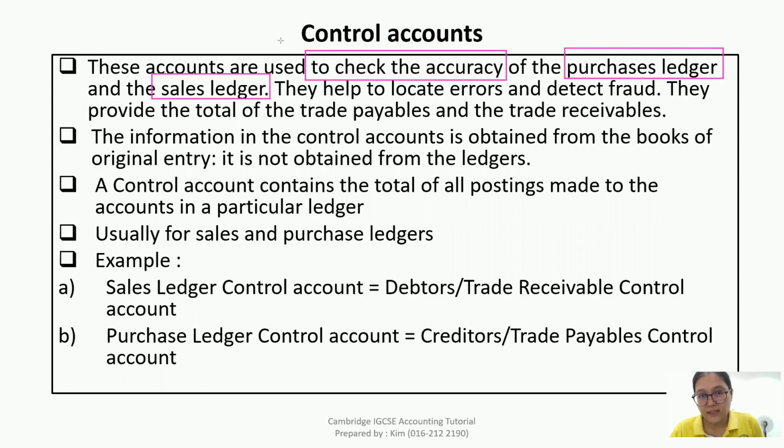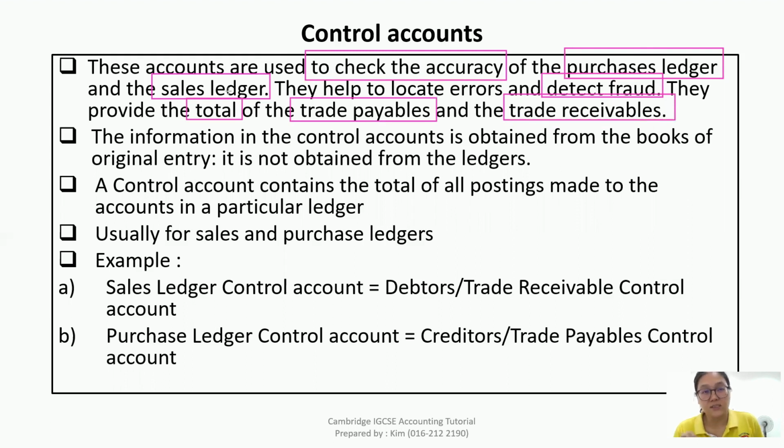Other than help to check, it also helps to detect frauds. Fraud means the intention to cheat the company's money. Because the control account provides the total. The control account provides the total of the trade payable or the trade receivable.